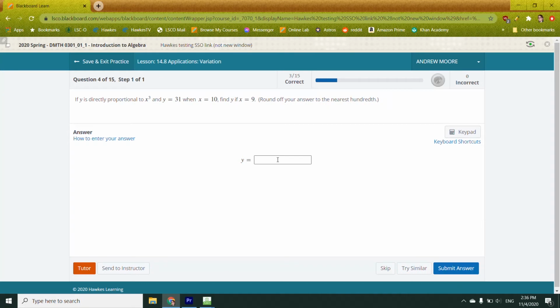If y is directly proportional to x cubed and y equals 31 when x equals 10, find y if x equals 9. Round off your answer to the nearest hundredth again. I'm going to stop reading that. I think that's apparent that we're going to keep rounding to 2 decimal places. I'll read the round off if it's anything other than the 2 decimal places.